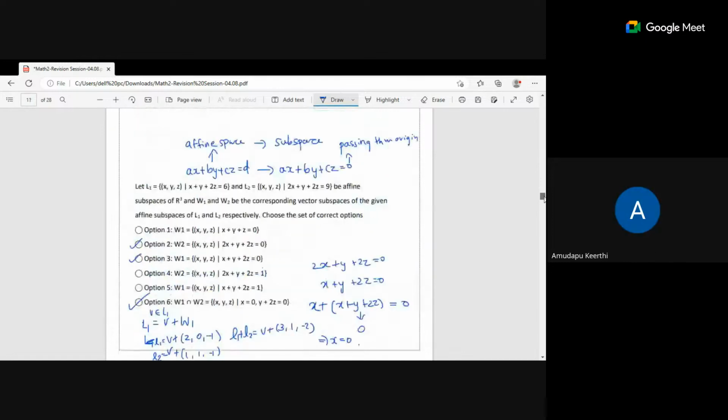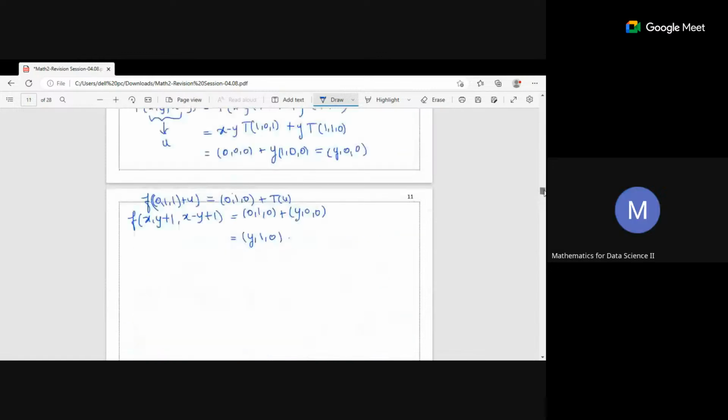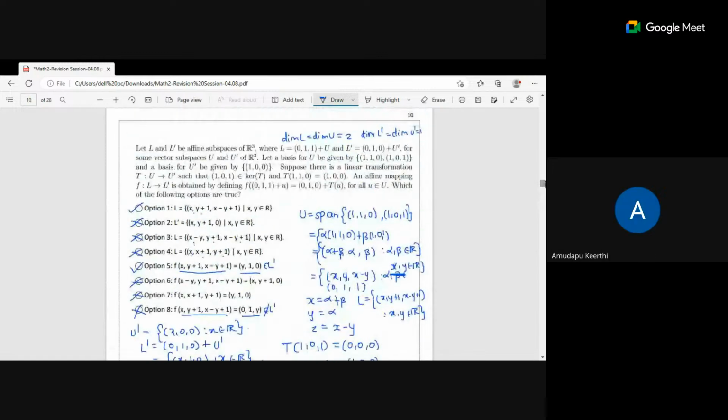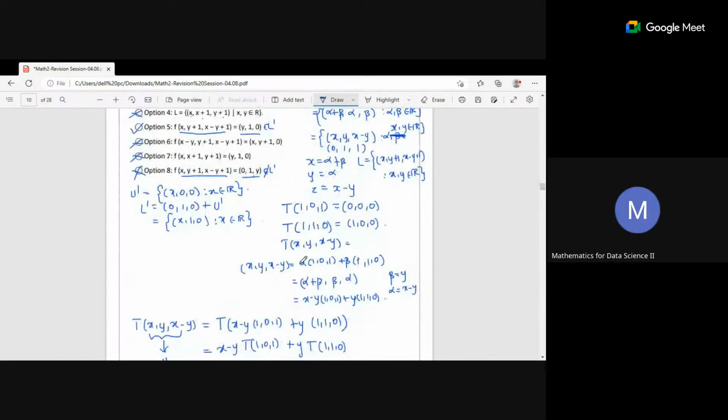Yes, ma'am. I have that previous question. Linear combination of bases 110, 101. What is the doubt here? We write x, y, z in linear combination of 110, 101. Scroll down. Here, x, y, x minus y. Alpha plus beta, beta, alpha.